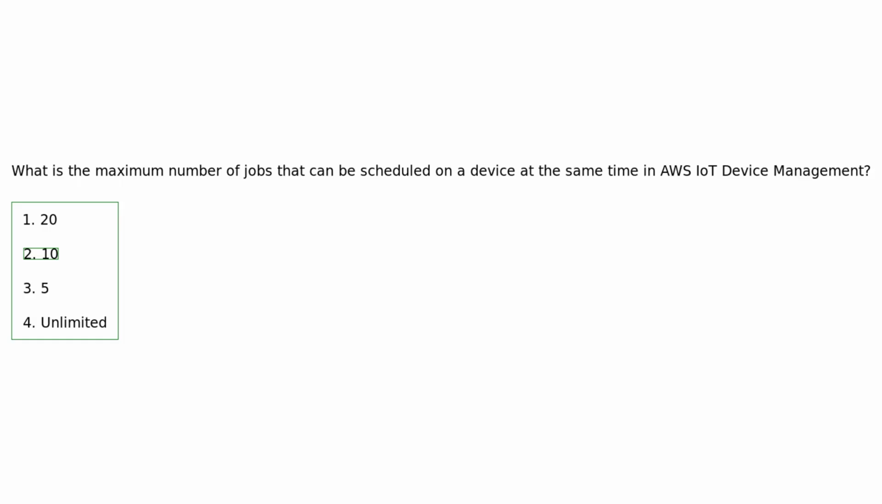AWS IoT Device Management allows a maximum of 10 jobs to be in the IN_PROGRESS or QUEUED state on a device at the same time. This limit helps manage device resources and ensures efficient job execution.